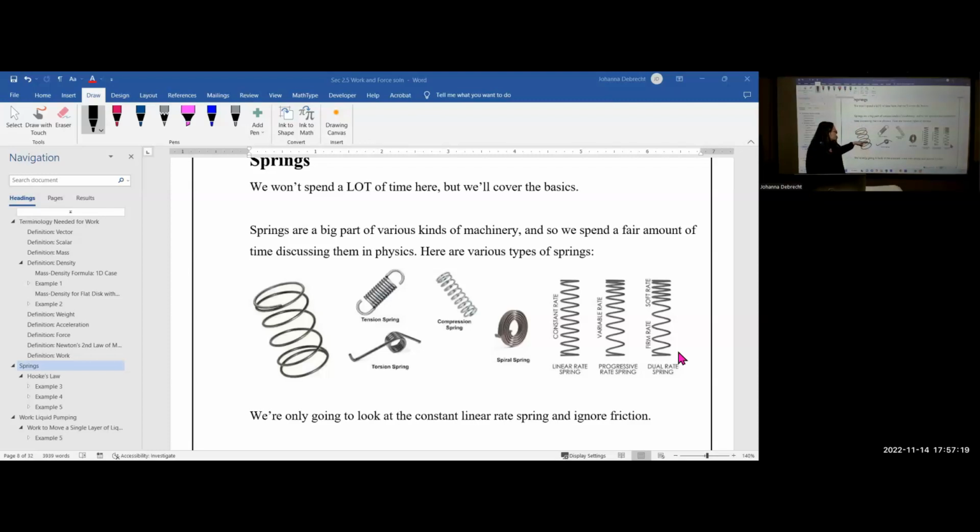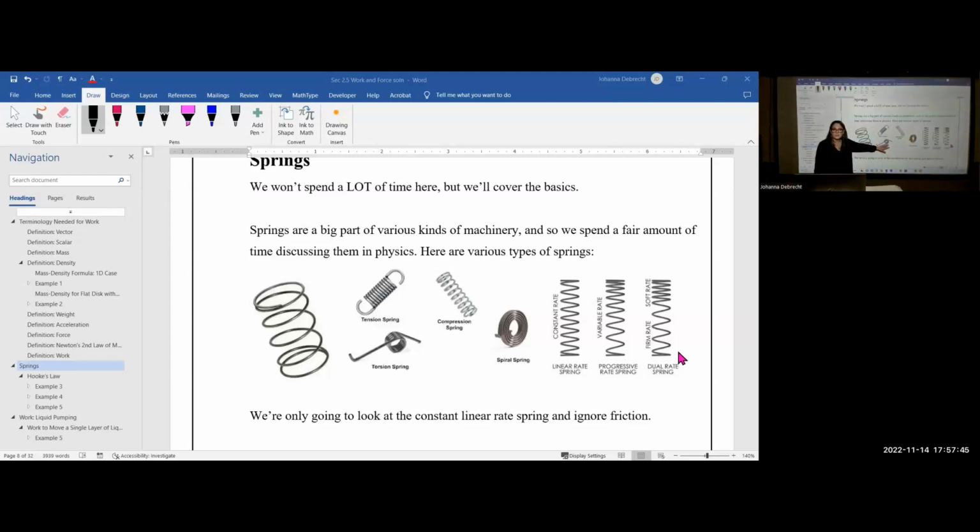It's also a linear rate spring, meaning that the distance between each set of coils is always the same, all right? And the thickness of the coil is uniform. It's the same throughout the entire spring. This one right here, where they're more tight together, this is a tension spring, something you might find on a trampoline. This is another compression spring. This is a spiral spring. I'm not even sure how those work.